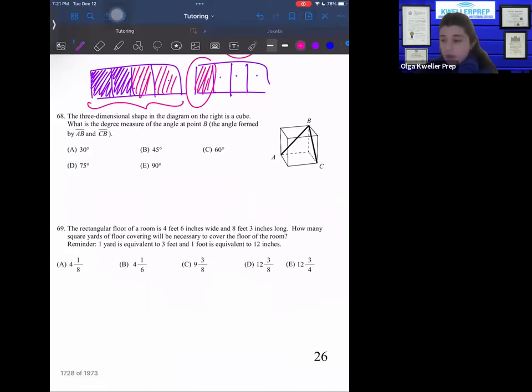Okay, the next one, we have this 3-dimensional shape, which is a cube, and they want us to figure out the angle formed by these 2 diagonals that they're drawing. So if we think about it, the diagonals are diagonals of congruent squares, right? So if we think about AB, for example, it's just this. And then BC is the piece that's going horizontal, and it's another one going like this. And I know that those diagonals have to be congruent.